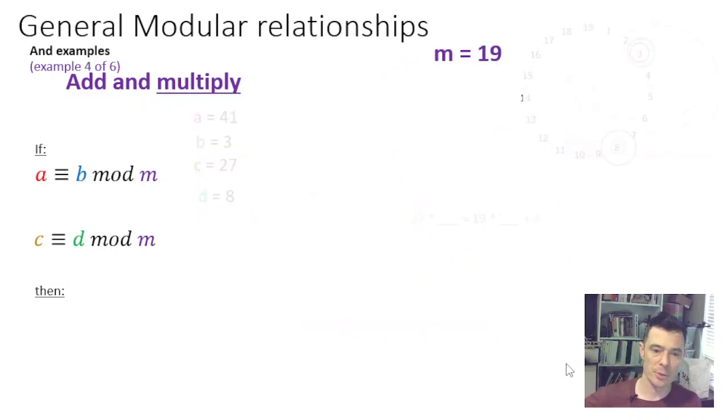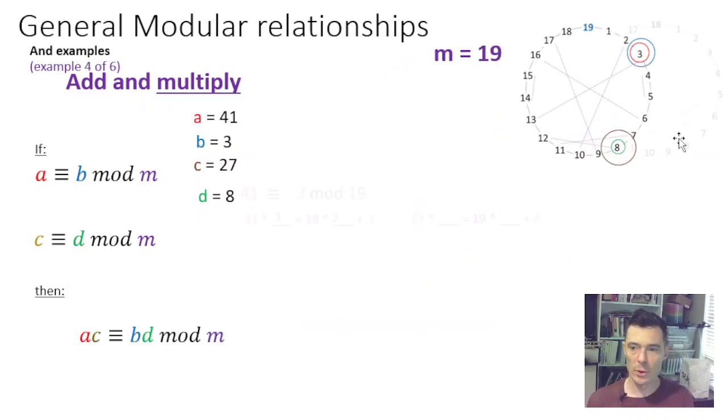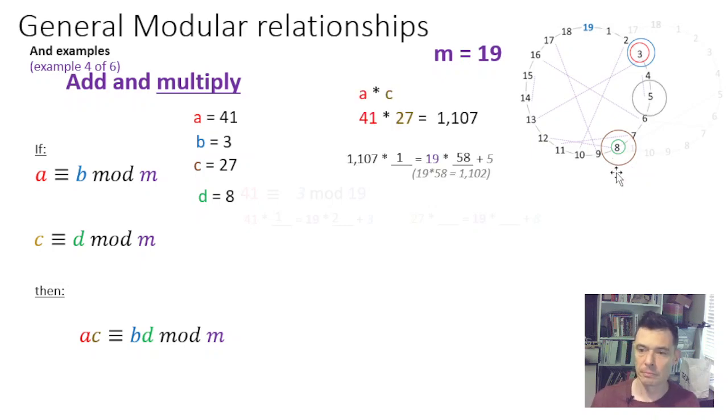And we're going to go into multiplication. When we multiply, a times c will be congruent to b times d. And a and c multiply together.